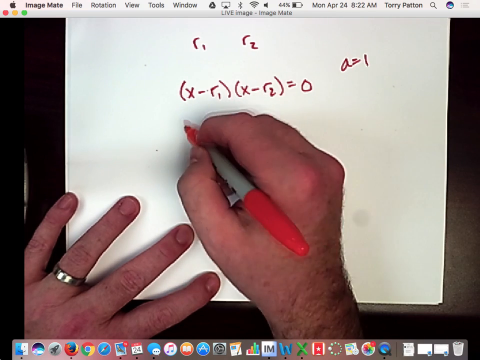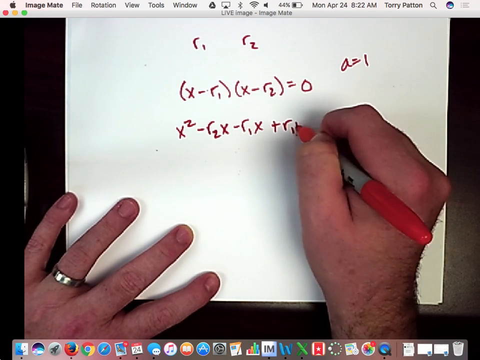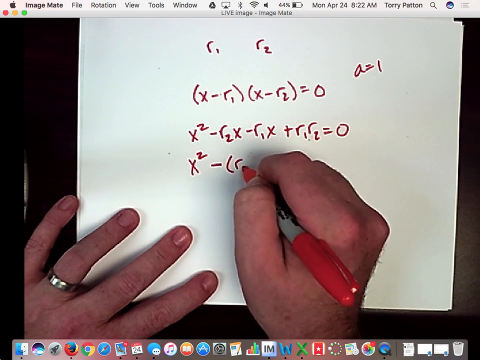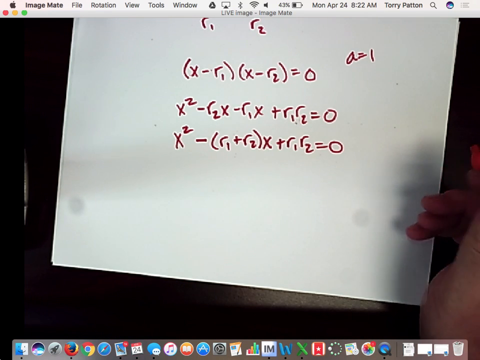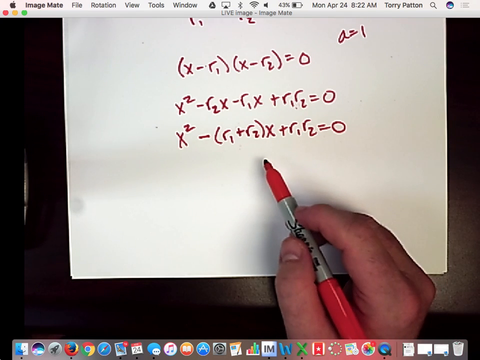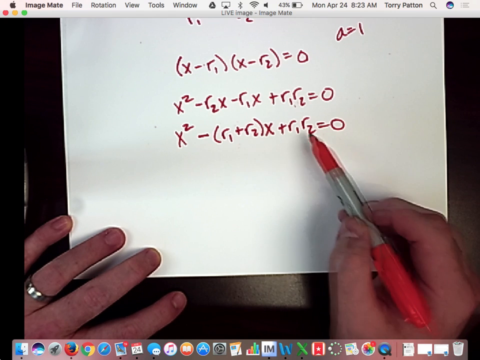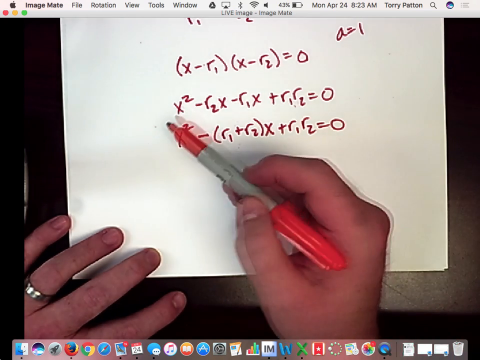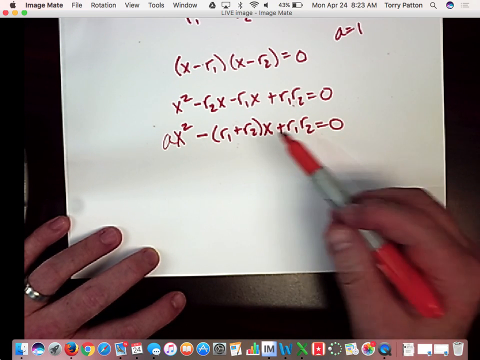But if you had a denominator, you'd multiply through it. So what if we FOILed this out? x times x is x squared. That's minus R2x minus R1x plus R1R2. Well, if you factor out an x, you've got minus R1 plus R2 times x plus R1R2. If you factor out a minus, you've got R2x plus R1x. Well, that's R1 plus R2 times x. So there you have it. The negative sum over 1. Product is c over a. The only way that would be different is if there was an a here. And you would have that over a and that over a. It would be the exact same thing. Okay?